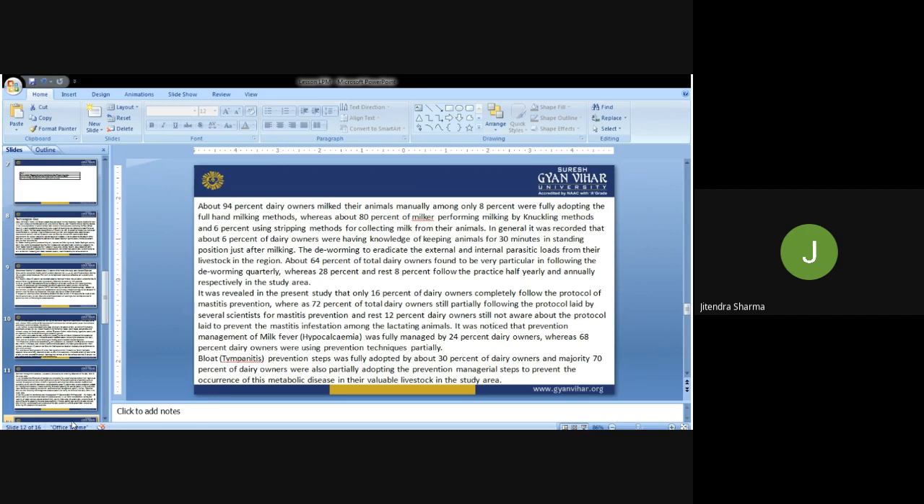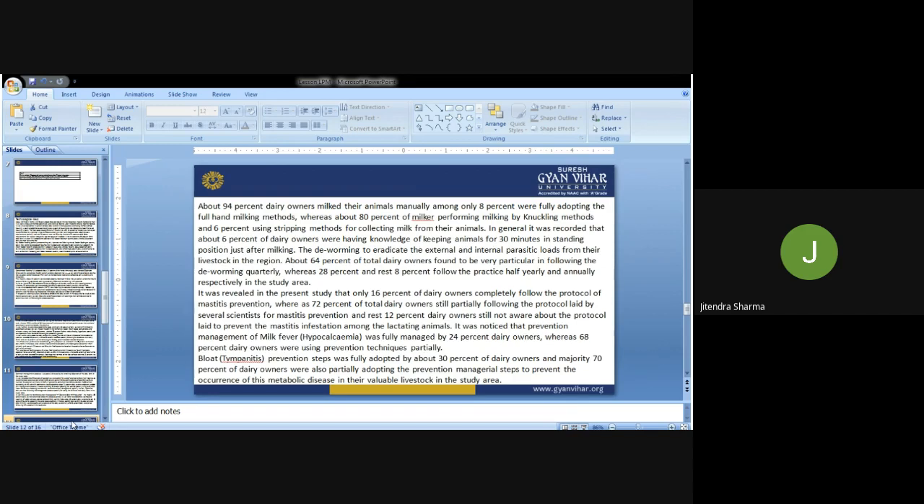About 64% of dairy owners were particular in following deworming quarterly, whereas 28% and the remaining 8% follow the practice half-yearly and annually, respectively, in the study area. It was revealed that in the present study, only 16% of dairy owners completely follow the protocol of mastitis prevention, whereas 72% of total dairy owners still follow this practice partially.